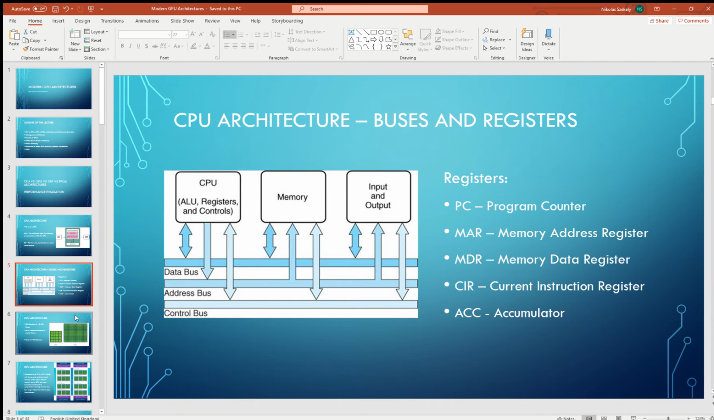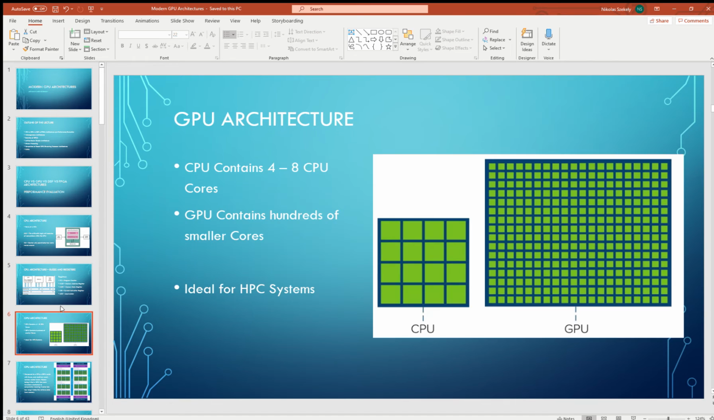So this is how the CPU works, very briefly. Next, we move on to the GPU.